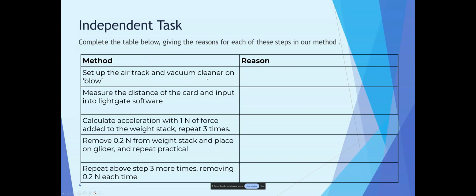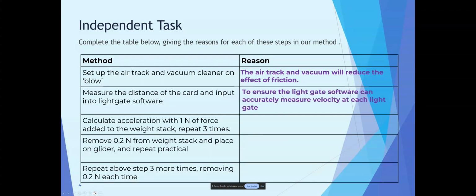Set up the air track and vacuum cleaner on blow. The air track and vacuum will reduce the effect of friction on the glider, so it's only the weights that are affecting it. Measure the distance of the card and input into light gate software, to ensure the light gate software can accurately measure the velocity at each light gate. As a result, the light gate software needs to know the length of the card so it can work out the speed, because speed is distance divided by time, and the length of the card is the distance.